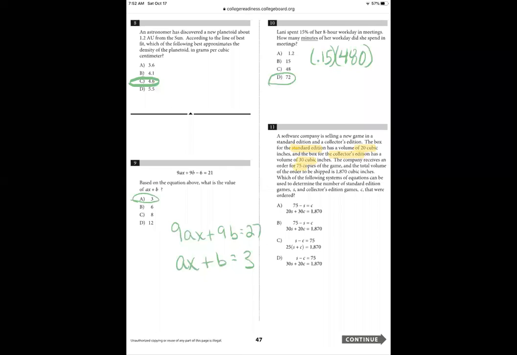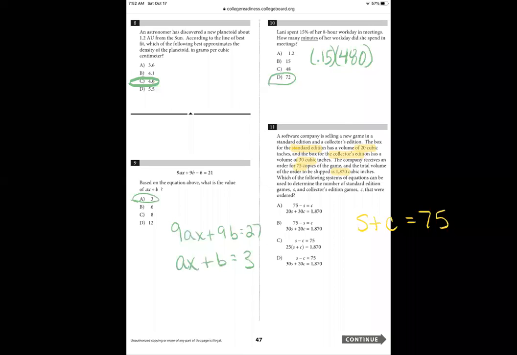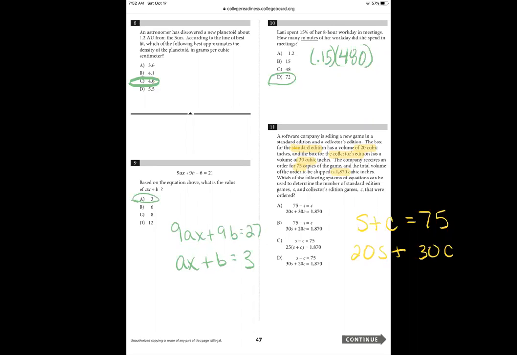So assuming we're combining the total number to get 75, and the total volume is 1,870. If I take those two totals, the 75 copies and the 1,870 cubic inches, total copies would be the standard edition plus the collector's total of 75 copies, right? I'm not talking about volume there. I'm just talking about how many of the games. But for the volume total, I will need to account for 20 cubic inches for the standard edition plus 30 cubic inches for each collector's edition, gives us a total of 1,870 cubic inches.